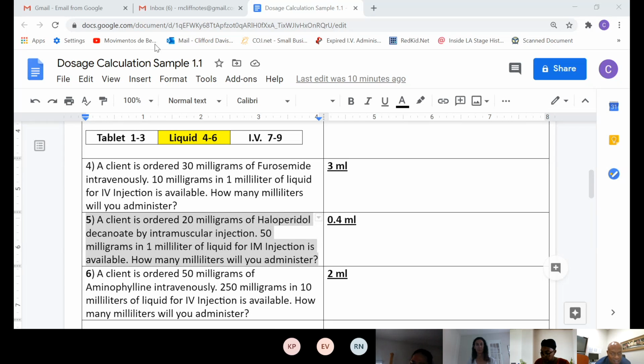Our order? Yes, the order is 50 milligrams. 50 milligrams? Yes, 20, 50 milligrams in 1 milliliter of liquid. Oh, I don't know, Mimi. The order is for 20 milliliters. I mean milligrams. Ah, okay, 20 milligrams. There we go. Okay, my bad. No problem.